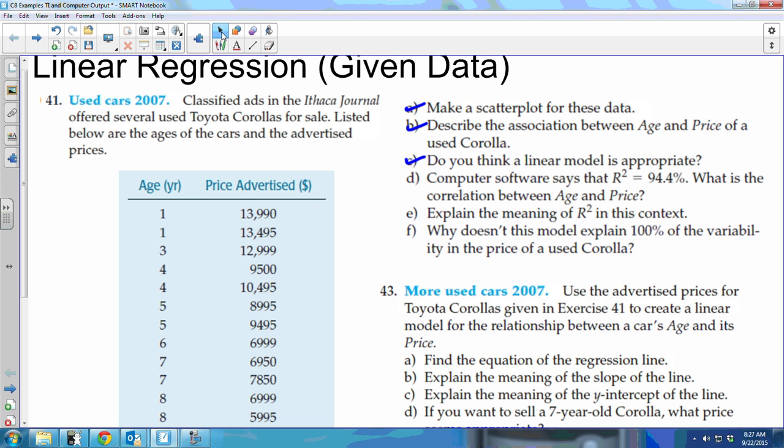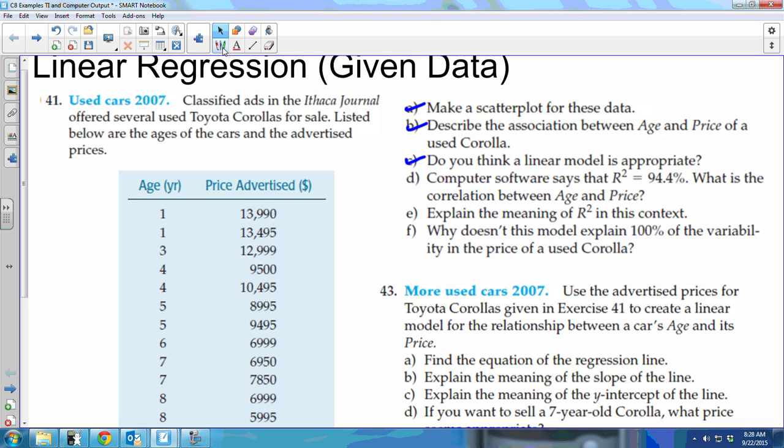All right, computer software says that R squared equals 94.4%. That's also in your calculator. If you go back to Stat Calc 8, we'll look at that again in a second. But it says 94.4%. What is the correlation between age and price? Well, you have two options. One option is it's in your calculator, right? You already know how to find R.